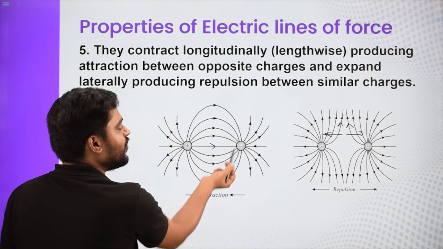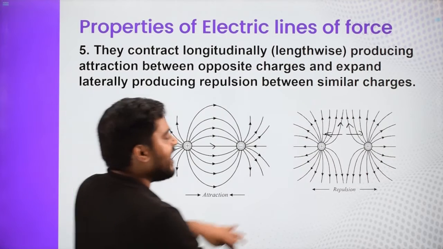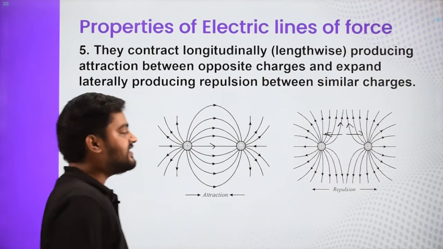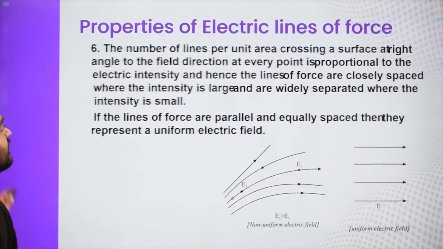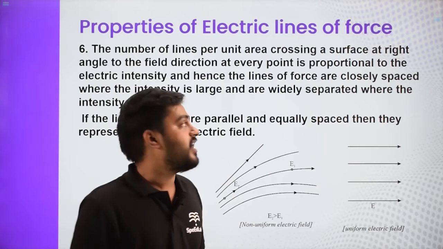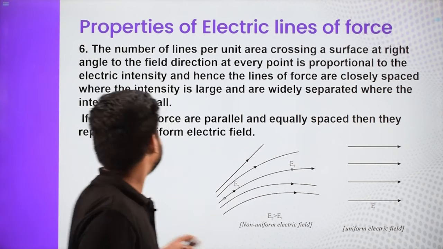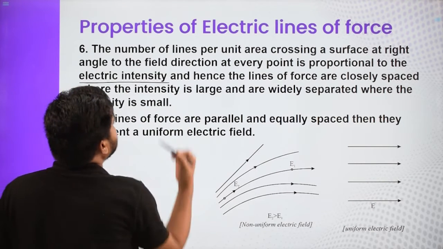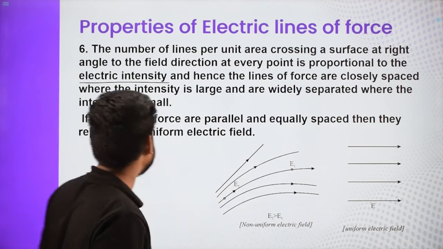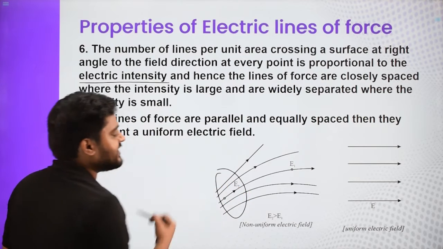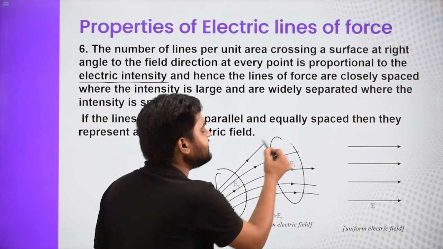And here the field lines are kind of trying to contract and here they are kind of trying to expand. So we will say here they are producing attraction and here they are producing repulsion. Now next, the number of lines per unit area crossing a surface at any point is proportional to the electric field strength or electric field intensity at that particular point. And hence the lines of force are closely spaced where the electric field intensity is higher, and widely separated where the electric field intensity is lesser.